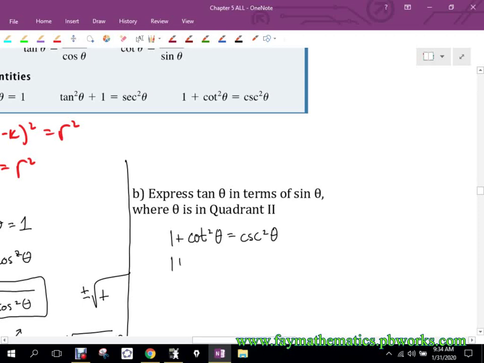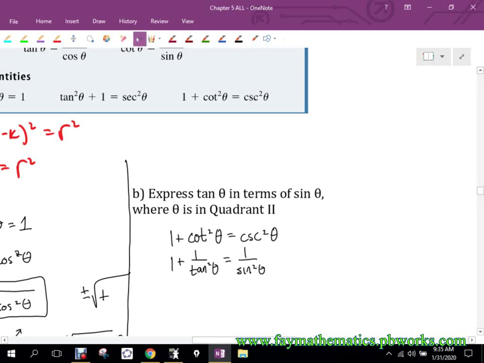I'm going to replace this with 1 over tangent squared theta equals 1 over sine squared theta. There's a couple different things that we can do. Last class I think we went a little bit beyond what was necessary in order to isolate the tangent, okay? But it's ultimately up to you on what makes sense to you, okay? So what do you guys want? If I'm trying to isolate tangent, what do you want to do? You want to subtract 1 from both sides?